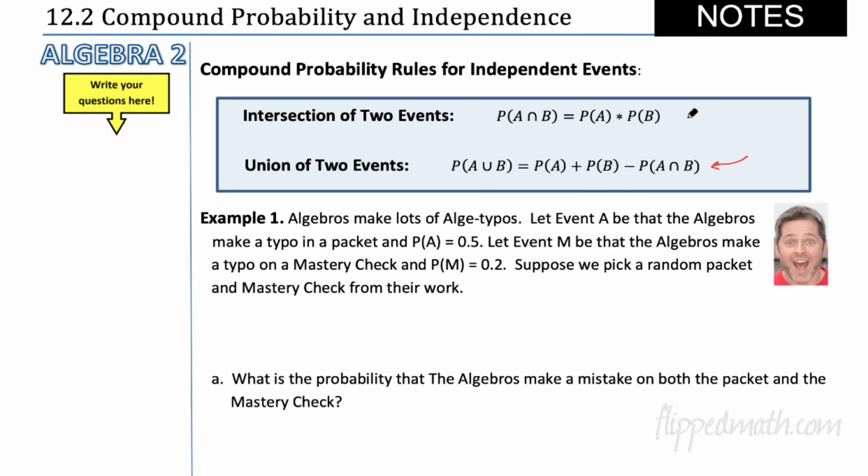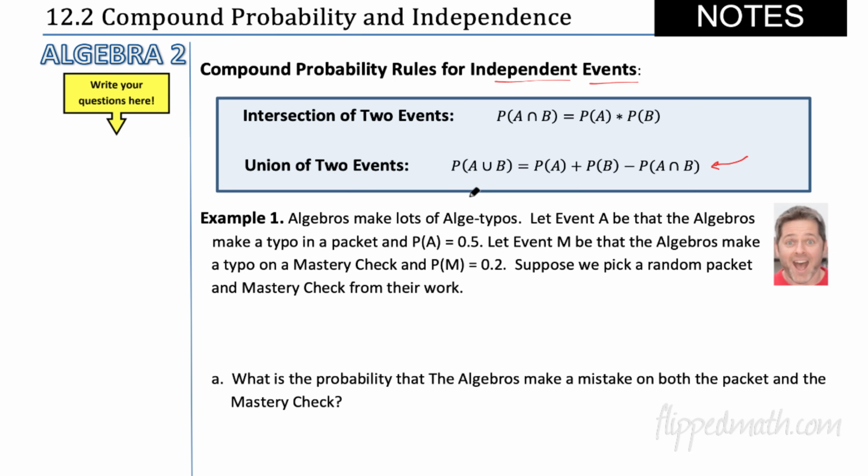So here are the two formulas that you need to know. The intersection, A and B, we multiply, and if it's or, the union here, we're going to add them, but you have to subtract the probability that they're both. And remember, these are for independent events. I don't think I specified that before. So the events have to be independent of each other, which means one does not affect the other. We'll talk about that some more later.